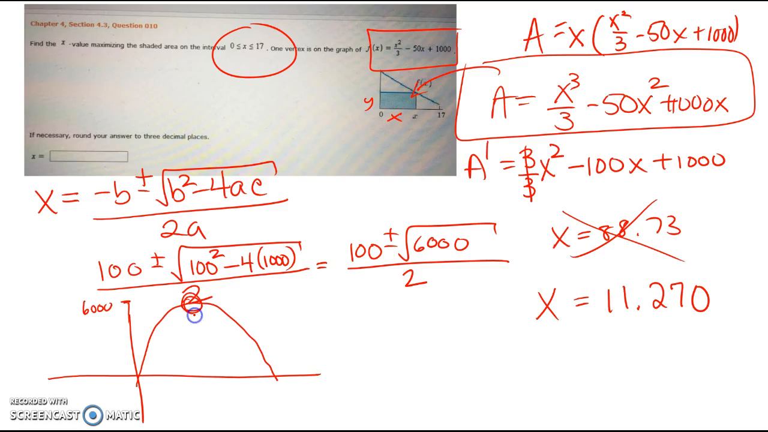So I want to see where this maximum value is. I'll just test it to confirm what I did. I'm going to use my maximum function on the calculator, and I'm going to find that this indeed is the x that gives me the maximum area. So that's what you'll have here, 11.270. Alright, here's the first 3 questions. I'm going to stop here and start on another video.